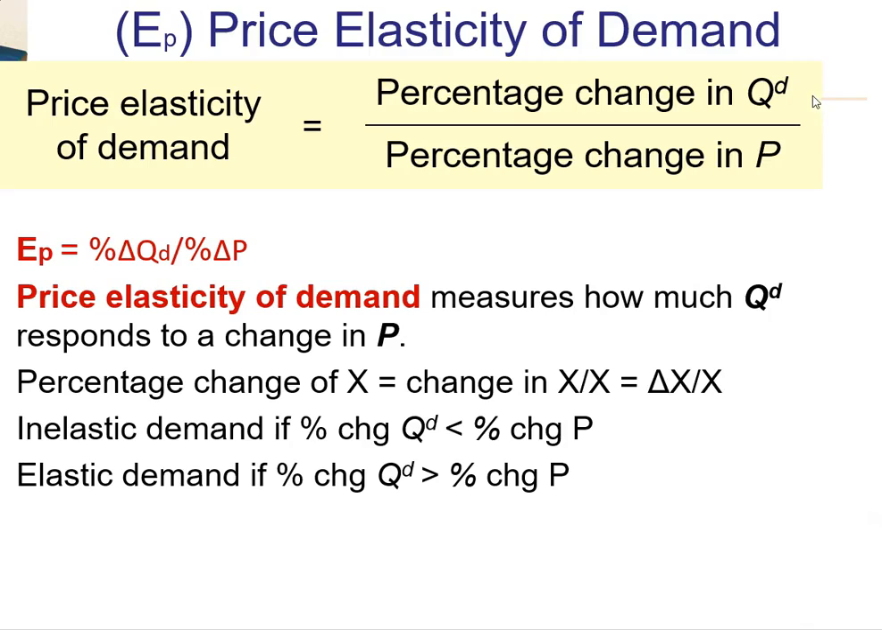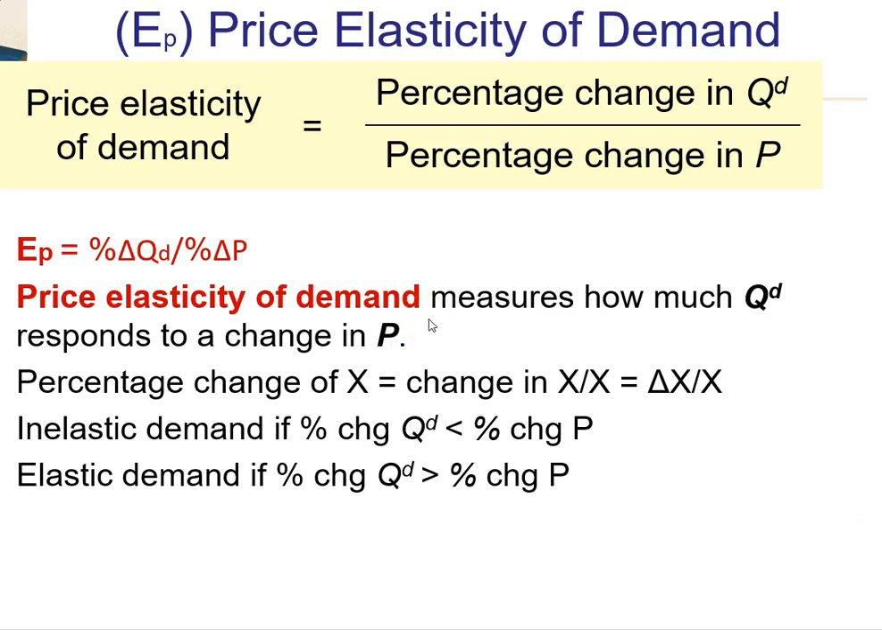Percent change in quantity demanded in the numerator, percent change in price in the denominator. A shorthand abbreviation then for this price elasticity, which I've used EP to describe price elasticity of demand, is equal to this percent change, delta represents change, QD, quantity demanded, but divided by percent change in P.